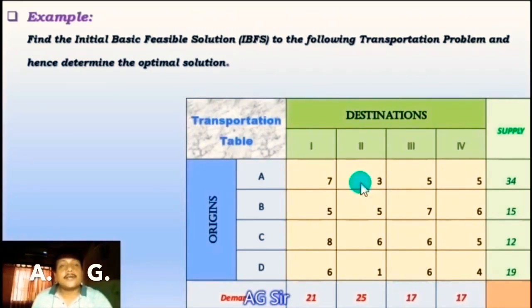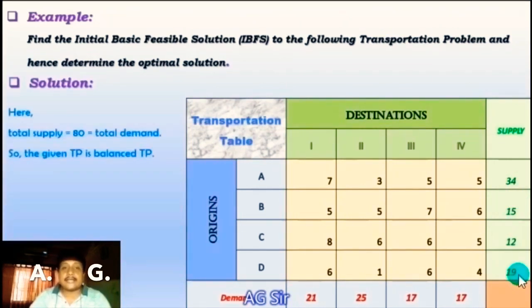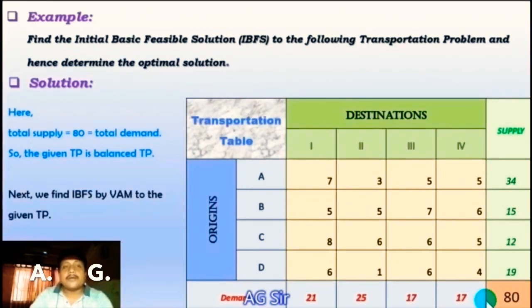You should first check whether the model is balanced or not. You know that there is a necessary and sufficient condition for the existence of a feasible solution. What is the condition? The model should be balanced. That means the total supply should be exactly equal to the total demand. So what is the total supply to this problem? You may note that the total supply is 34 plus 15 plus 12 plus 19, that is 80, which is exactly equal to the total demand. Therefore, the problem is a balanced transportation problem. And to this balanced transportation problem, we apply VAM to find the initial basic feasible solution.